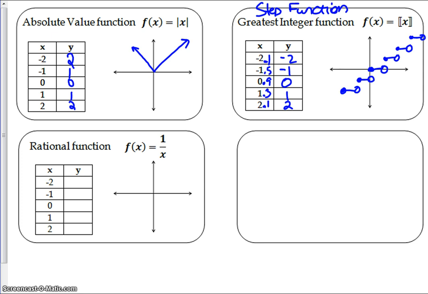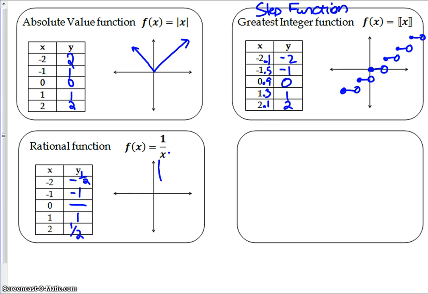below. On the rational function, where you have a variable in your denominator, when you have this -2 in the denominator, the answer is just -1/2. When -1 is in there, it's -1 divided by -1, which is -1. Now when you have 0 here in the denominator, it's 1 divided by 0, and that's not possible. So you don't have anything when you're at 0. Here it'd be 1, and this would be a positive 1/2 here.